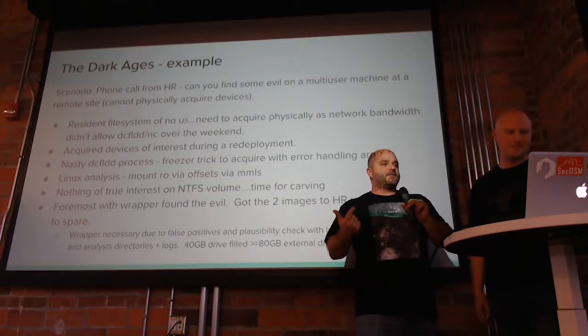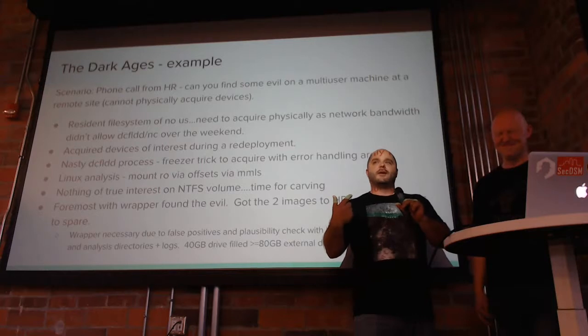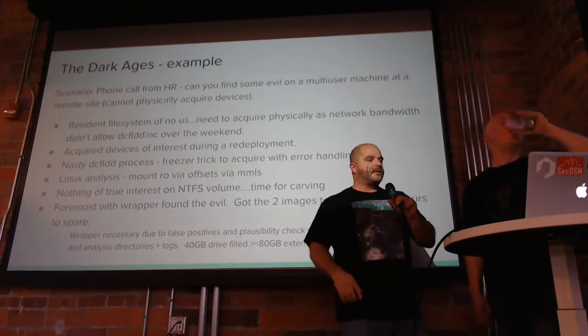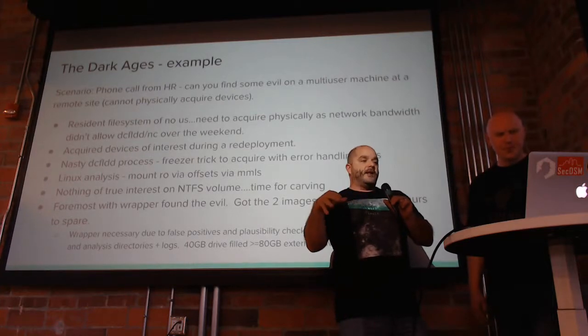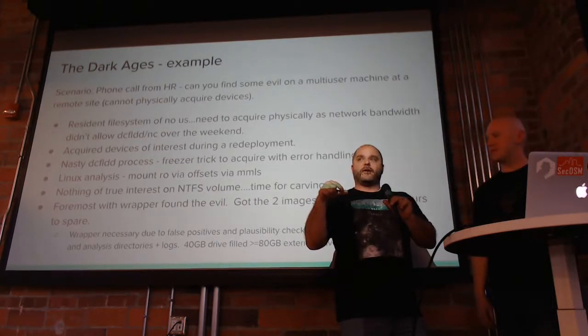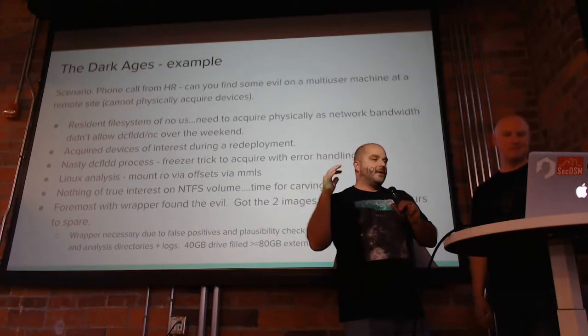And I don't know if you guys remember the freezer trick to get a rotational drive to work. We did the freezer trick. We converted errors with DD to write zeros. We finally got it. We did analysis in Linux. We mounted via offsets, the mount -ro. I don't know if that still works, so we still do that.